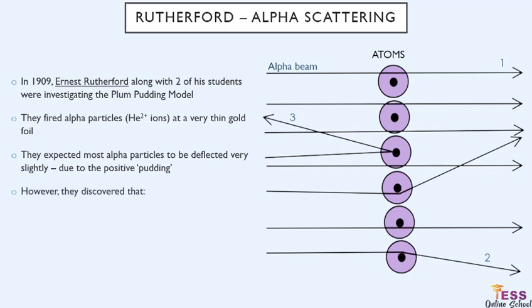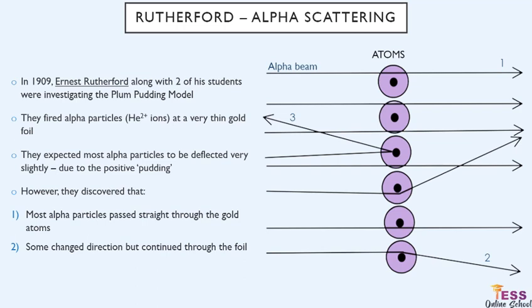However, they discovered that most alpha particles passed straight through the gold atoms, as shown by alpha beam 1 in the diagram. Some changed direction but continued through the foil, as shown by alpha beam 2 in the diagram, and a few bounced back off the gold foil, as shown by the last alpha beam 3 in the diagram.